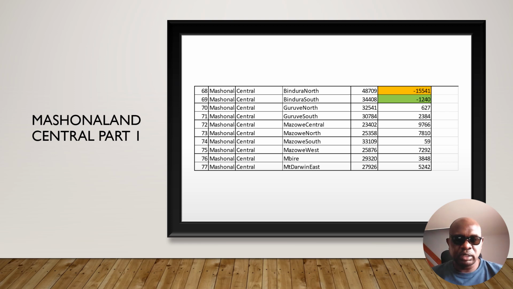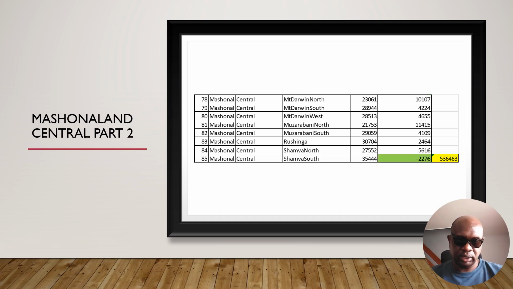Then when you come to Mashonaland Central Part 1, there is an orange one here. It's of concern. You can look at that as well. If you are serious about delimitation, you can see what you can do with these numbers. Okay, and then Mashonaland Central Part 2. Not much that I can say out of that.